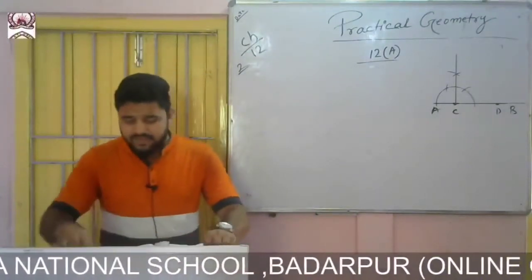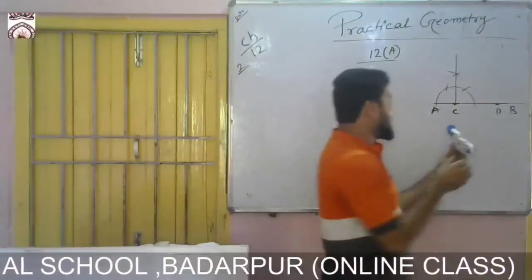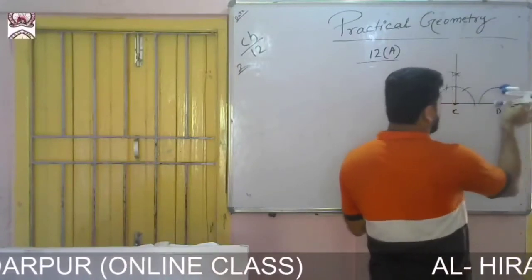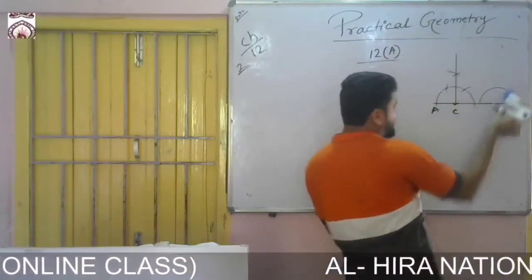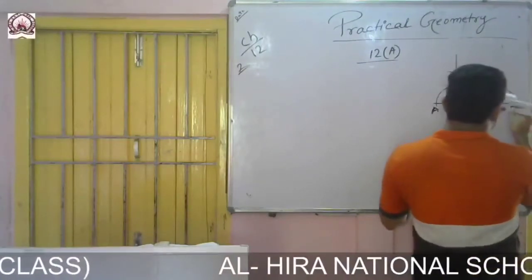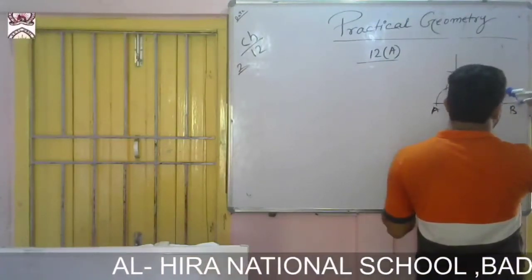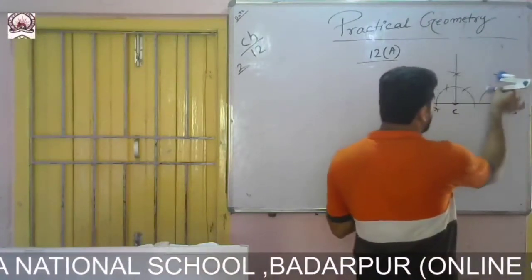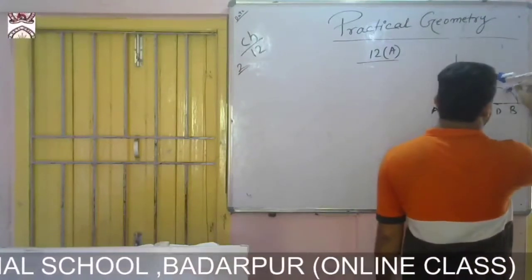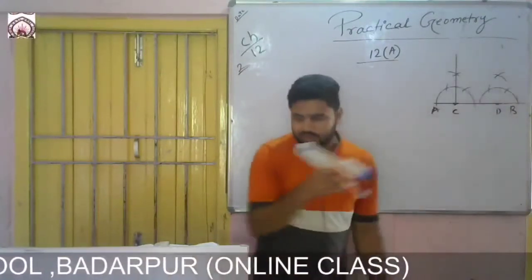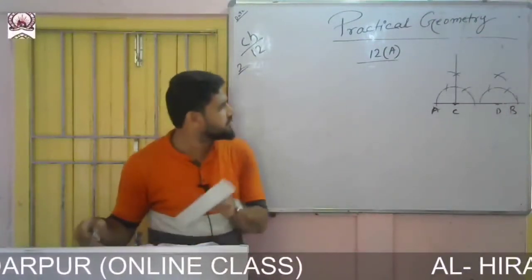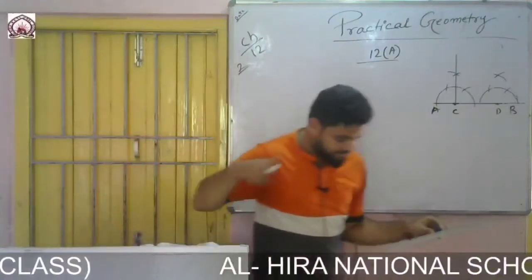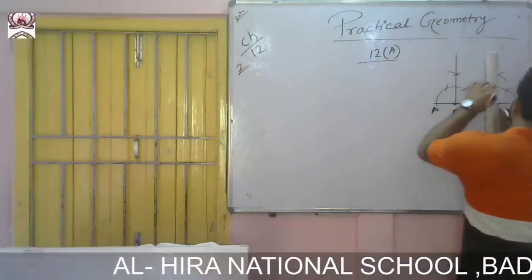Now do the same steps whatever you have done at C. Taking D as center, draw another radius. Taking C as center, draw another radius. And without changing the distance, draw two arcs. From there also draw two arcs, from here also draw two arcs. Now join this, you will get another perpendicular. Join this, you will get another perpendicular.